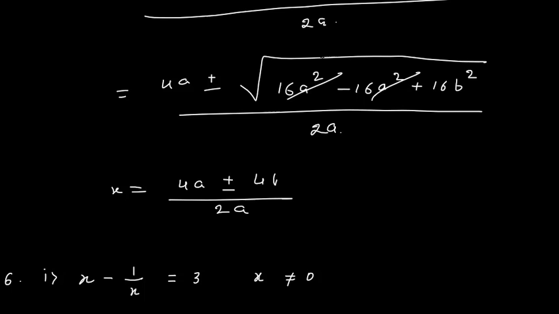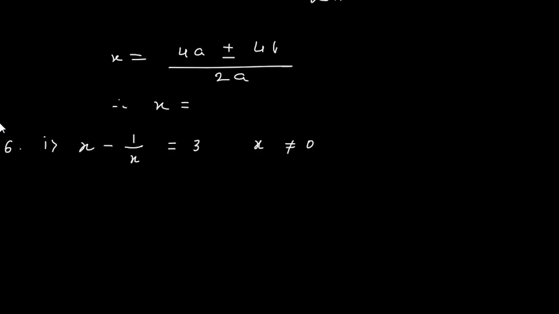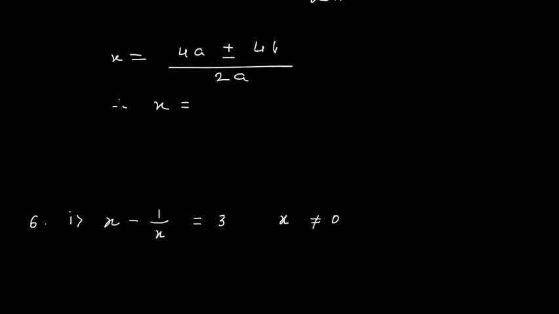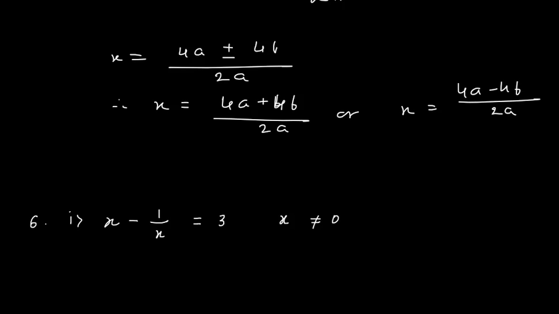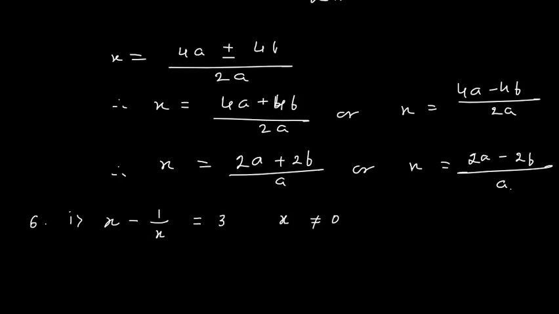So finally we will say that therefore x is equal to 4a plus 4b upon 2a, or x is equal to 4a minus 4b upon 2a. So we can take 2 common, so we get x is equal to 2a plus 2b upon a, or we get x is equal to 2a minus 2b upon a.